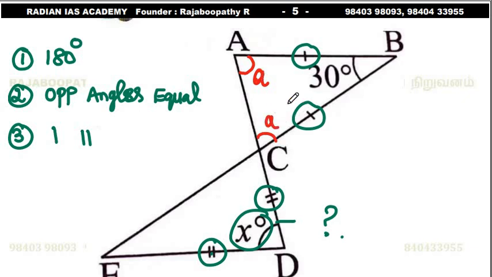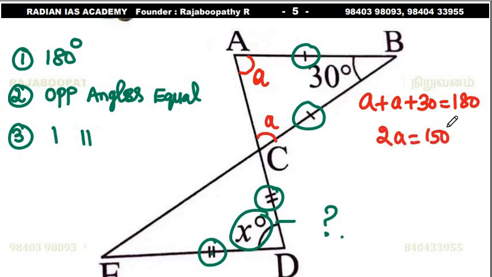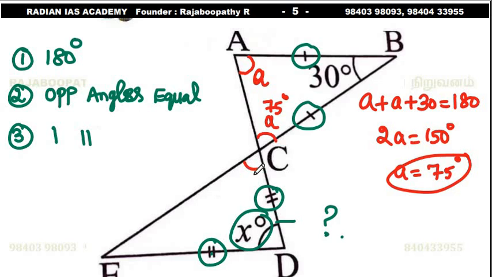We know that A plus A plus 30 is equal to 180 degree. So 2A is equal to 150 degree. Therefore A is equal to 75 degree. So I used the first and third concept. Next, opposite angles are equal. Therefore, when A is equal to 75 degree, please note that this is 75 degree. Therefore, the opposite angle also has to be 75 degree.